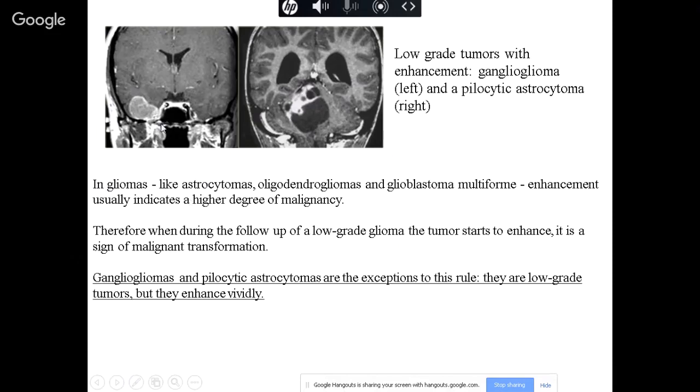If you previously had a low-grade glioma, this is something important to keep in mind. If you did the study 1 year ago and it did not enhance, and 6 months or 1 year later you see enhancement, this always indicates malignant transformation, am I right? Previously it didn't enhance, and now it does. That means something is getting worse. The only exceptions are ganglioglioma and pilocytic astrocytoma. They are low grade, but they enhance. So that's what we follow.